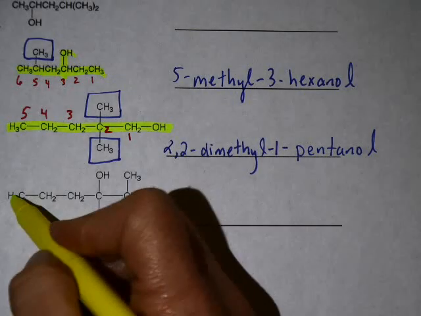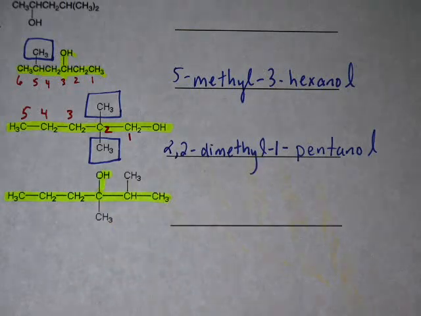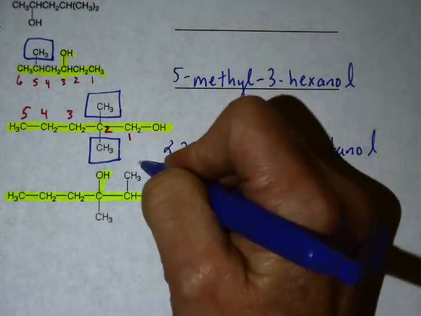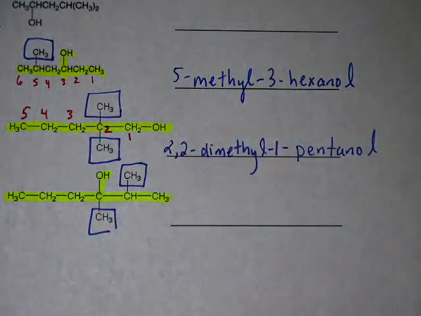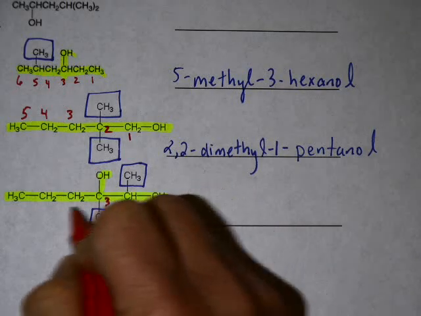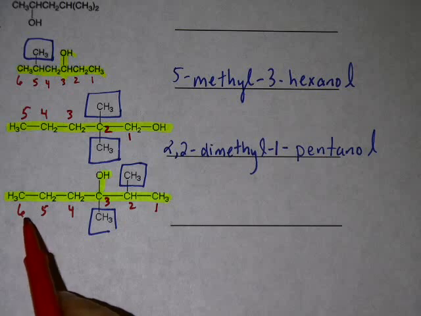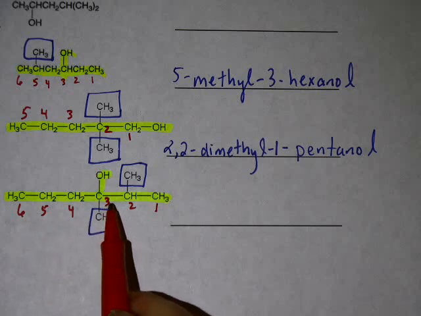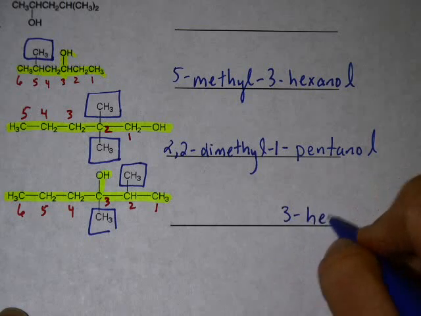Last example, again, highlight the parent chain that includes the alcohol. Identify what else is attached. Number from the end closest to the alcohol group. That will be from the right end. I can see that this is a hexanol. Alcohol group is on carbon 3, so it's a 3-hexanol.